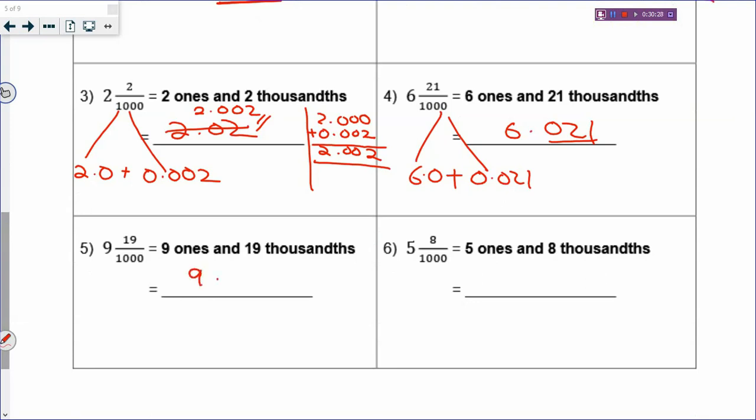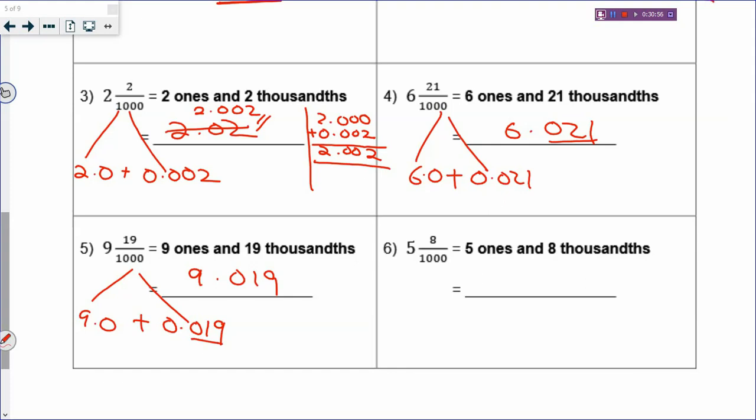Okay, now, let's look at number 5. So the answer will be 9.019, right? For those of you who are fast. So how to get 9.019? Break up 9 wholes, 9.0, and the fraction will be 0.019. Why? Because it has to be 3 decimal places. Why? Because it's thousand. Thousand means you must have 3 decimal places in your decimal. Then you add them together, and that's how you get 9.019.